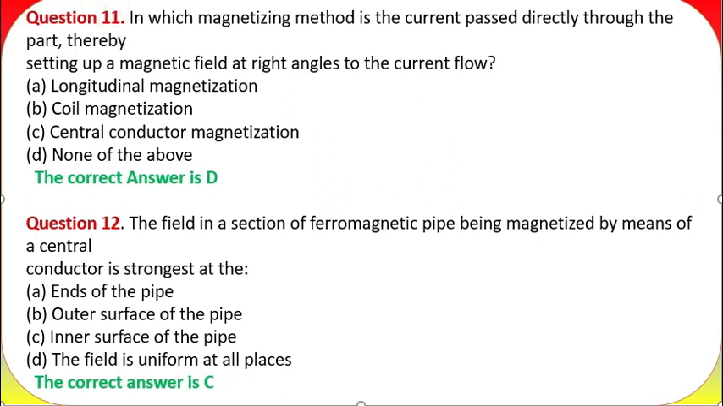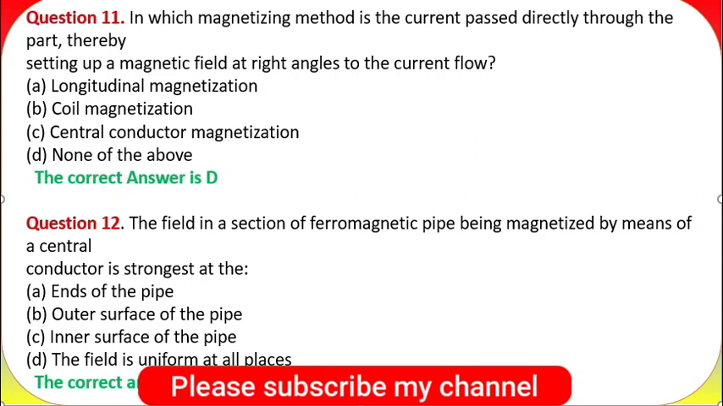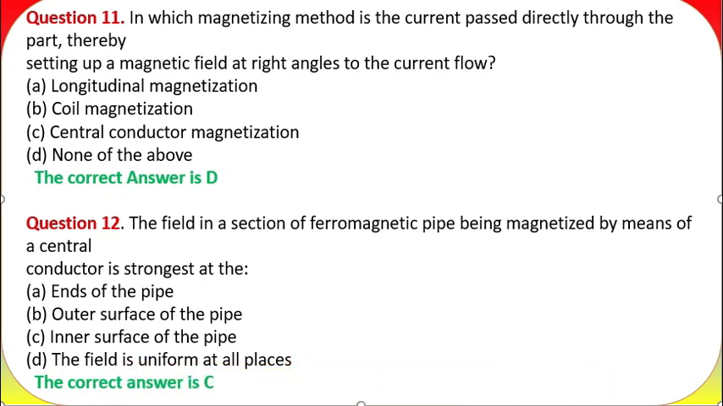Question 11. In which magnetizing method is the current passed directly through the part, thereby setting up a magnetic field at right angles to the current flow? A. Longitudinal magnetization. B. Coil magnetization. C. Central conductor magnetization. D. None of the above. The correct answer is D.